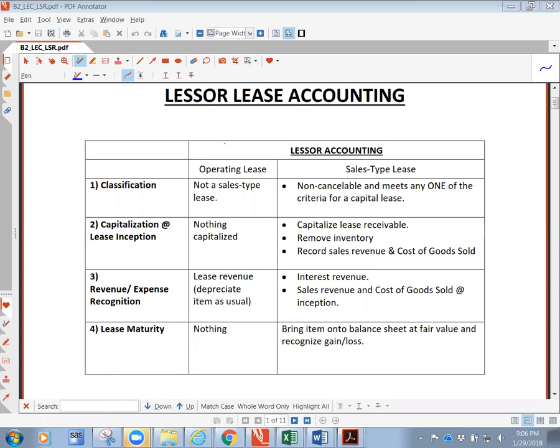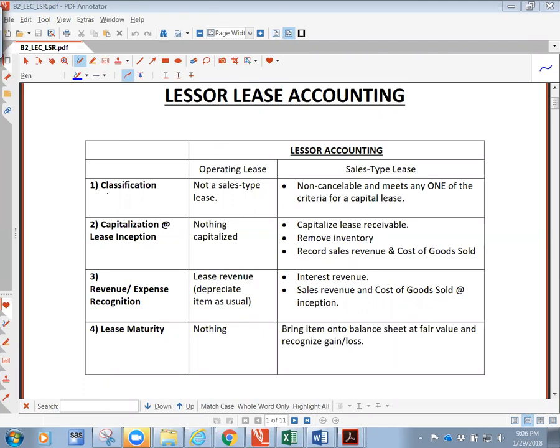This is kind of an introduction overview, and we'll see if we get into the classification. So, lessor accounting. The lessor, as we talked about in a prior lecture, is the party that owns the item, lets the lessee use it, and for that, they'll receive payments.